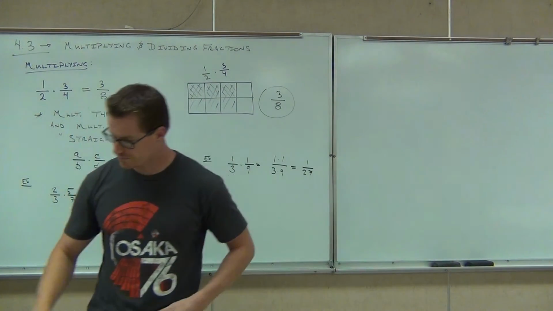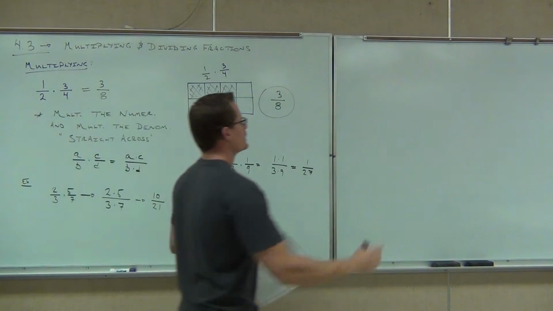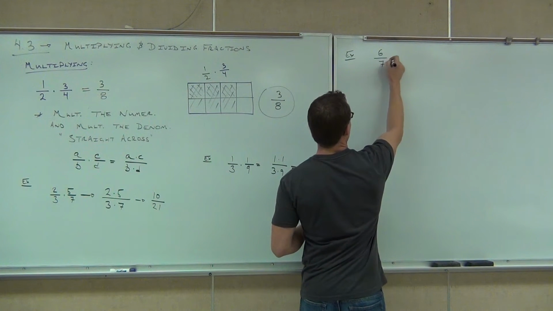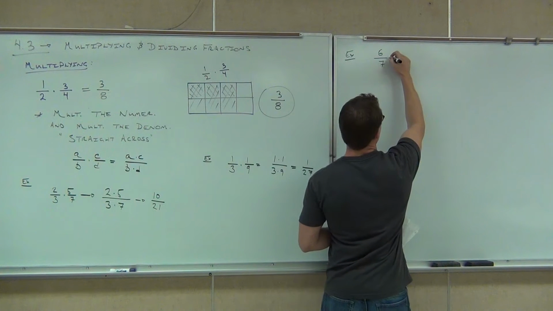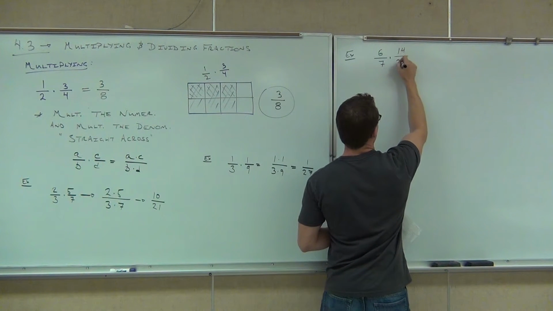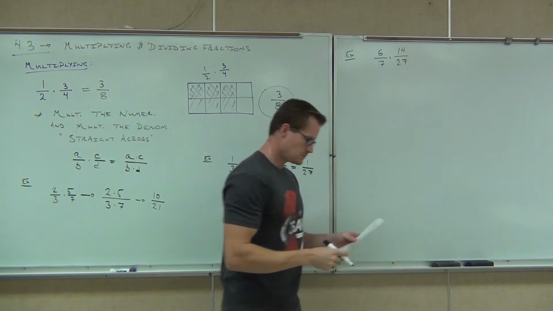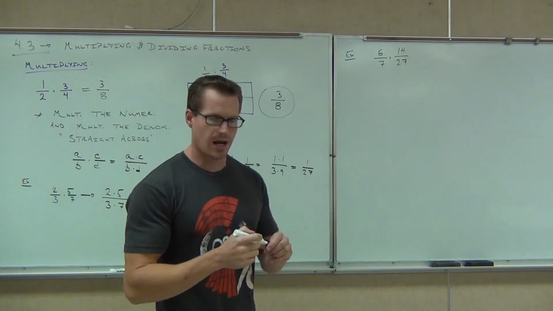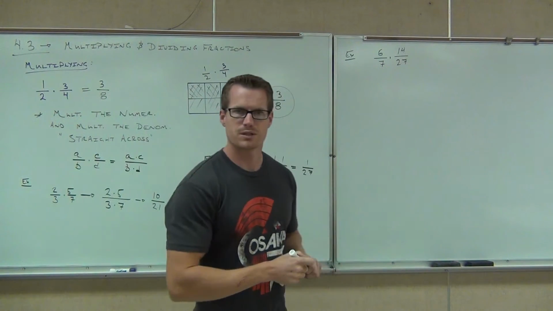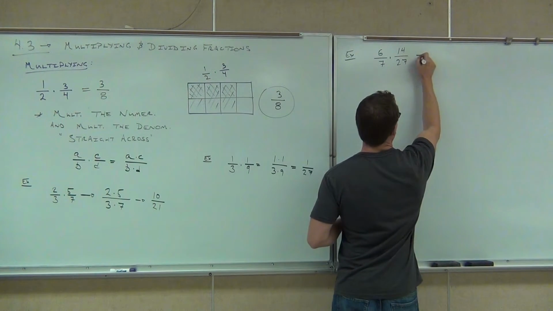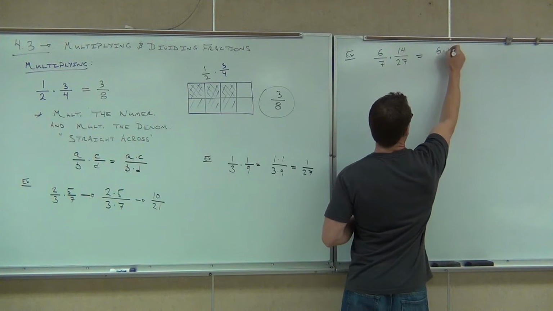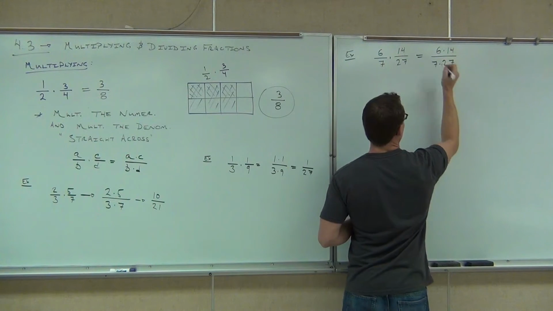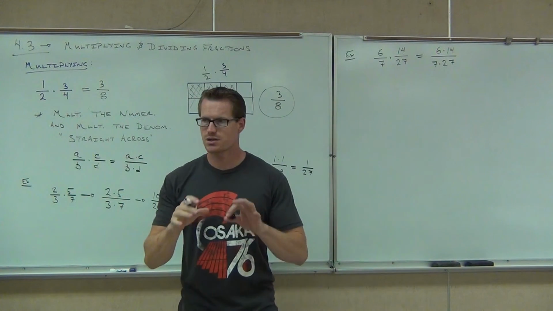Yeah. So far, good. Let's ramp it up a little bit. So let's do 6/7 times 14 over 27. Now, of course, the first thing that I want to see from you is this. That's the first thing I want to see. I want to see you make that one fraction.